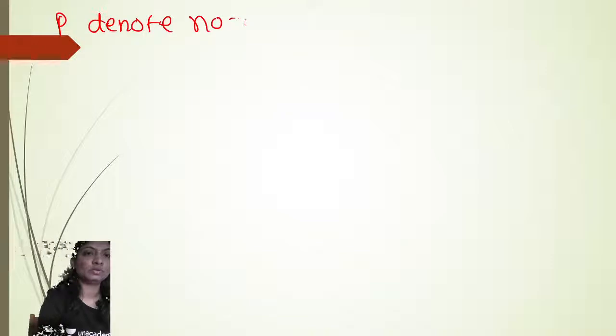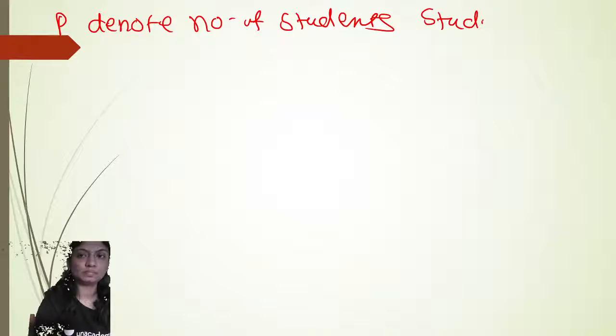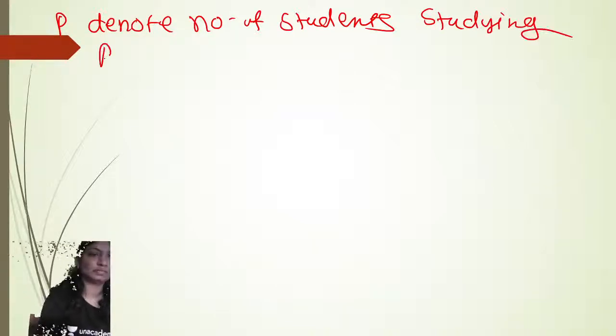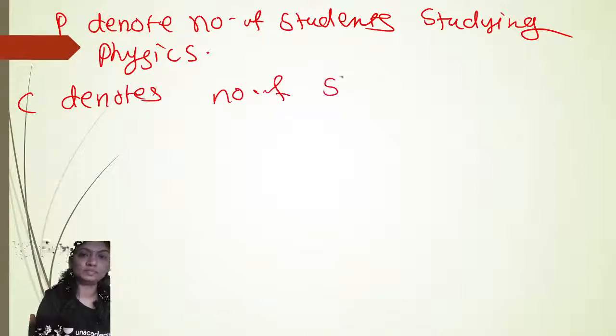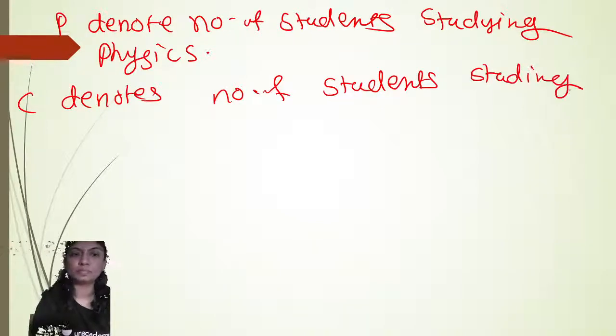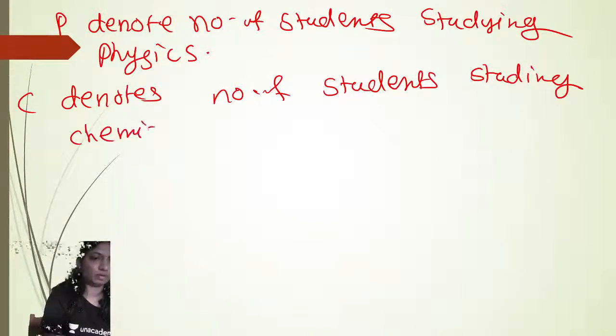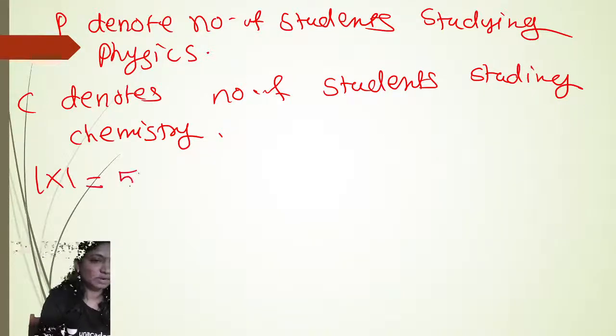Next, P denotes the number of students studying physics, and C denotes the number of students studying chemistry. Right? So cardinality of X, total number of students, is 55.